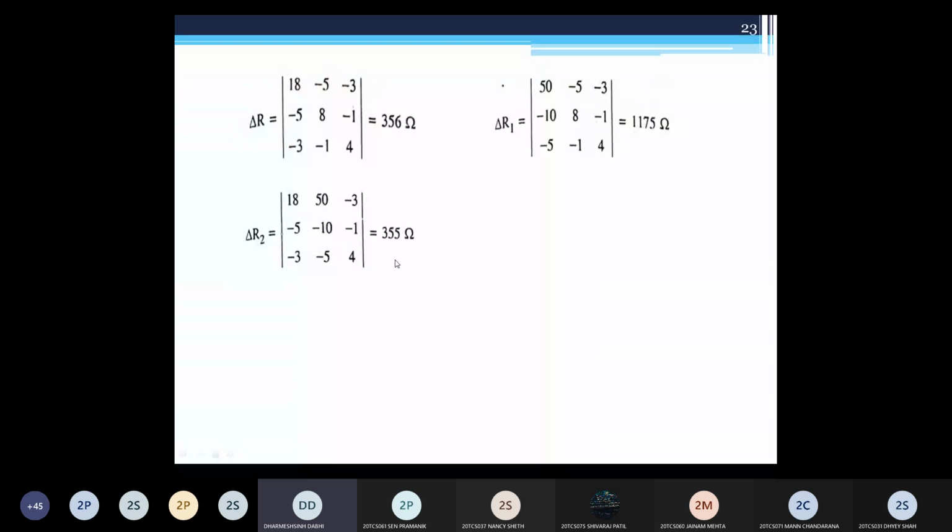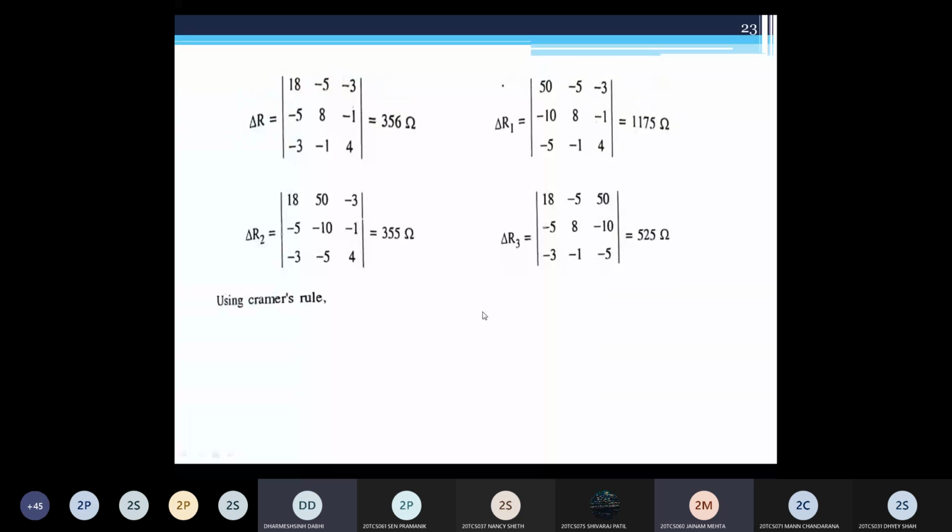So you get 355. Same way, for delta R3, the third column of delta R is replaced by the voltage, and find out the determinant. So you get the resistance, which is called delta R3. So you get 525 ohm. I think all of you get this: delta R1, delta R2, delta R3. But then the answer.